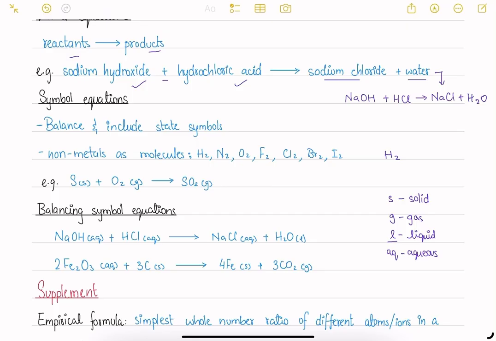Okay, generally we have that metal compounds will always be solids. There are a few exceptions to that, and ionic compounds will usually be solid. Non-metal compounds can be solid, liquid, or gas, so it depends on the information given in the question.